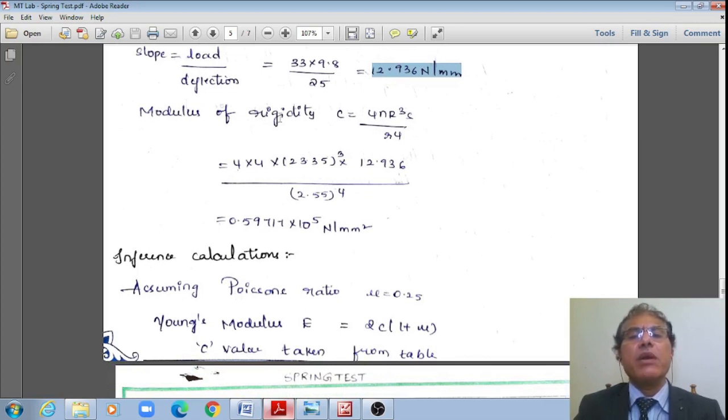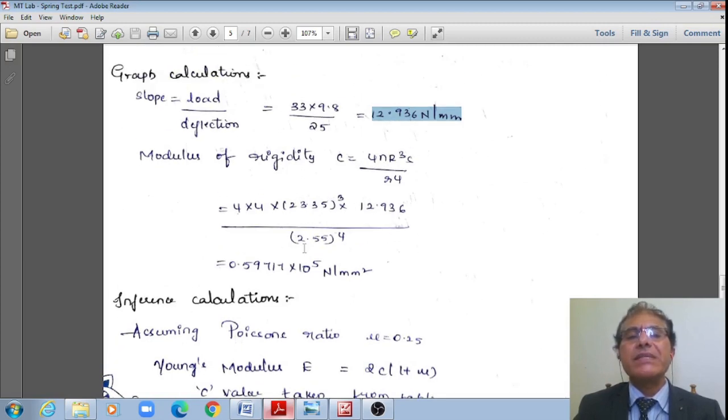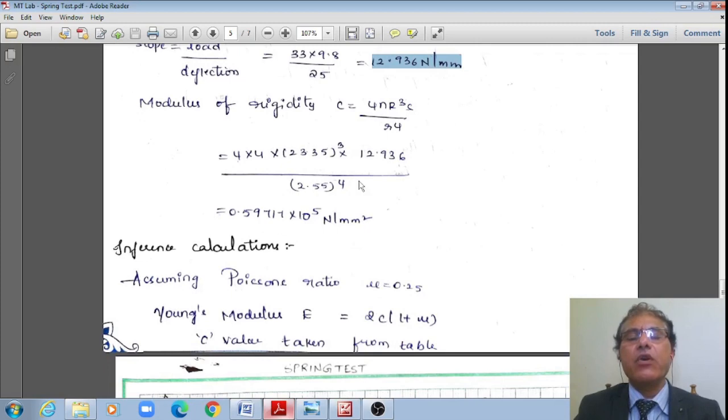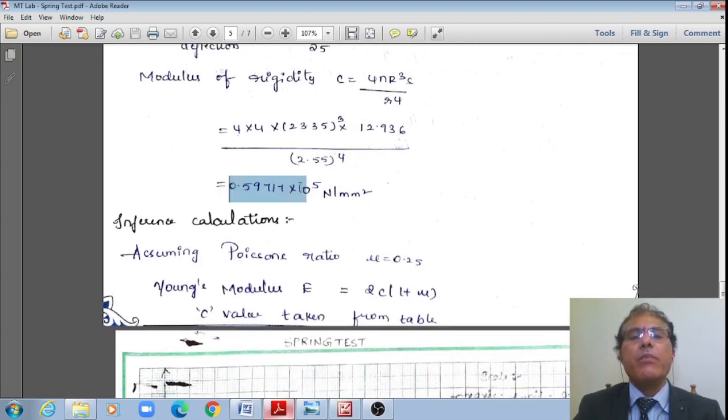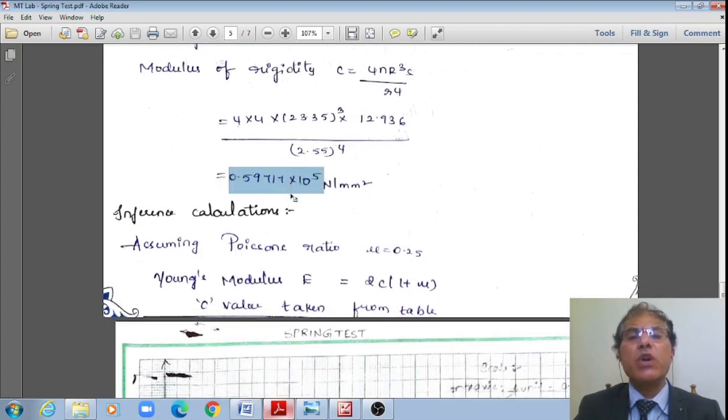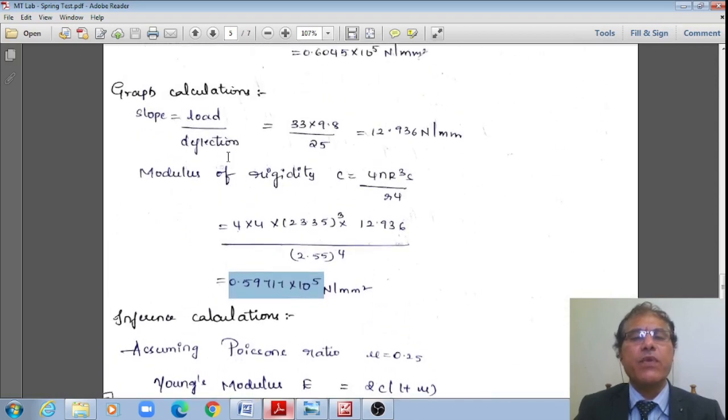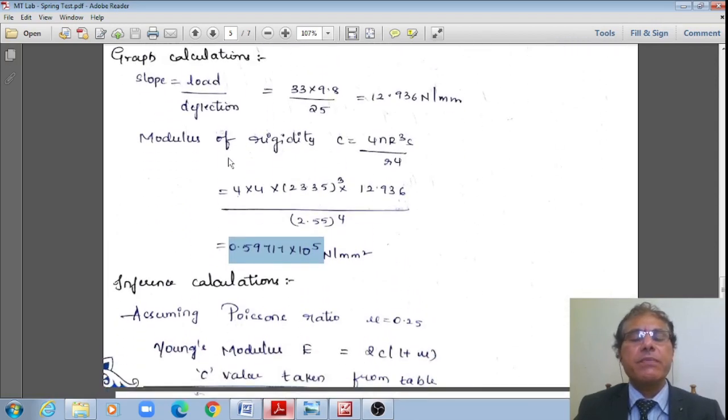Therefore, the modulus of rigidity from this graphical calculation is equal to 4 multiplied by n is equal to 4 and capital R is equal to 23.35 whole cubed multiplied by this 12.936 divided by 2.55 whole to the power 4. It works out to 0.5972 10 to the power 5 Newton per mm square. Therefore, I got the modulus of rigidity from the graph also, right?